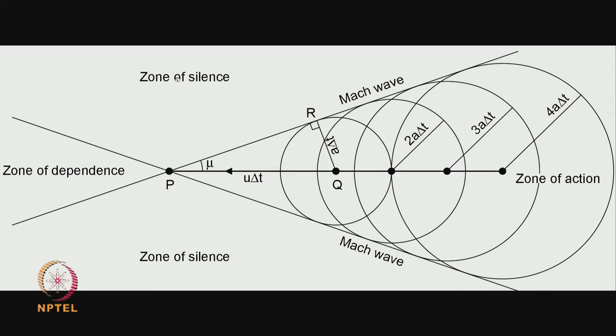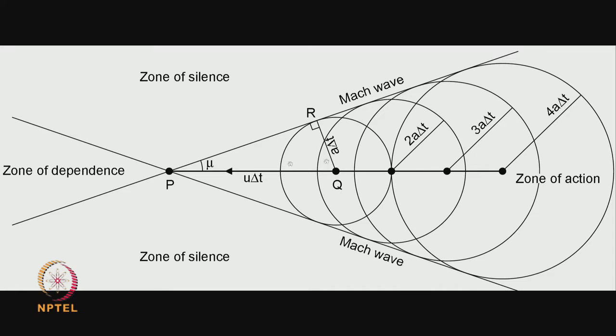In the last class, we looked at the Mach cone and the propagation of disturbances from an object which was moving with speed greater than the speed of sound. So, this is the point disturbance which moves with a speed greater than the speed of sound, and these are the spherical wavefronts of sound waves which were generated at an earlier instant in time.